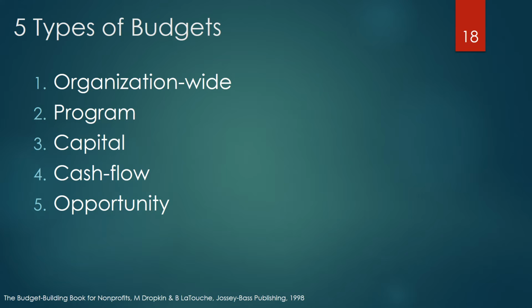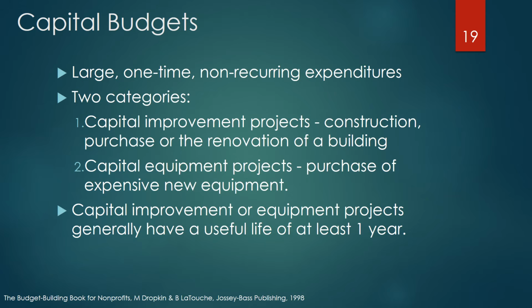So we briefly covered total organizational-wide and program-level budgets. Let's now consider capital, cash flow, and opportunity budgets. Capital budgets relate to capital projects, like large one-time non-recurring expenditures. Capital budgets generally can be divided into two categories. One, capital improvement projects such as the construction, purchase, or the renovation of a building. Or two, capital equipment projects such as the purchase of expensive new equipment. Capital improvement or equipment projects generally have a useful life of at least 1 year. Resource B in the text provides an example of a capital budget.